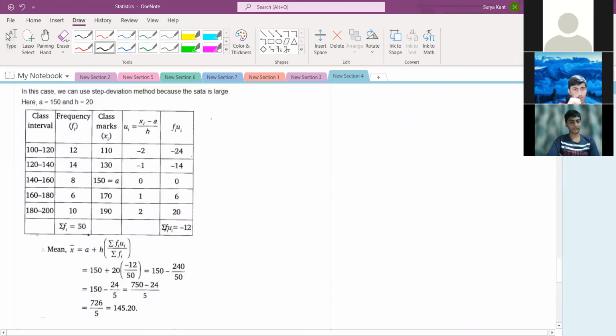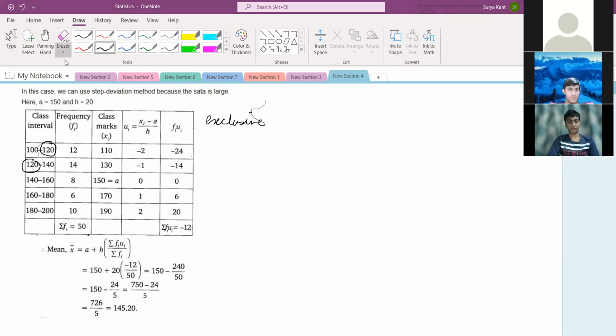Sir, the first one doesn't include it, so it's known as exclusive. So in this case, 120 is not included in the first class interval. 120 we have to consider in the second one, right? Yes. So that's why this is known as exclusive. So you can convert this into inclusive form. Second last one, what is given? They can convert to exclusive form.